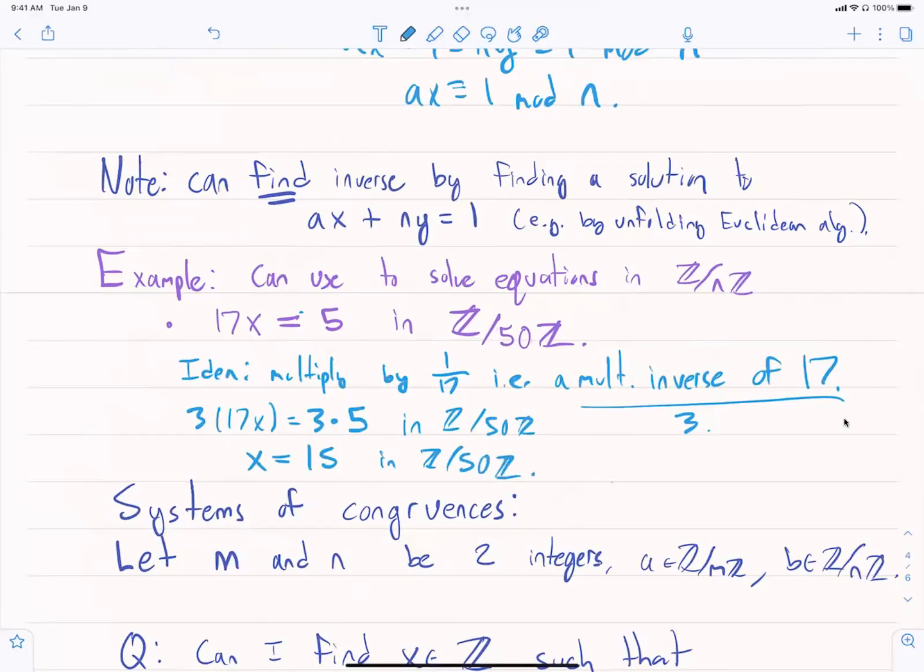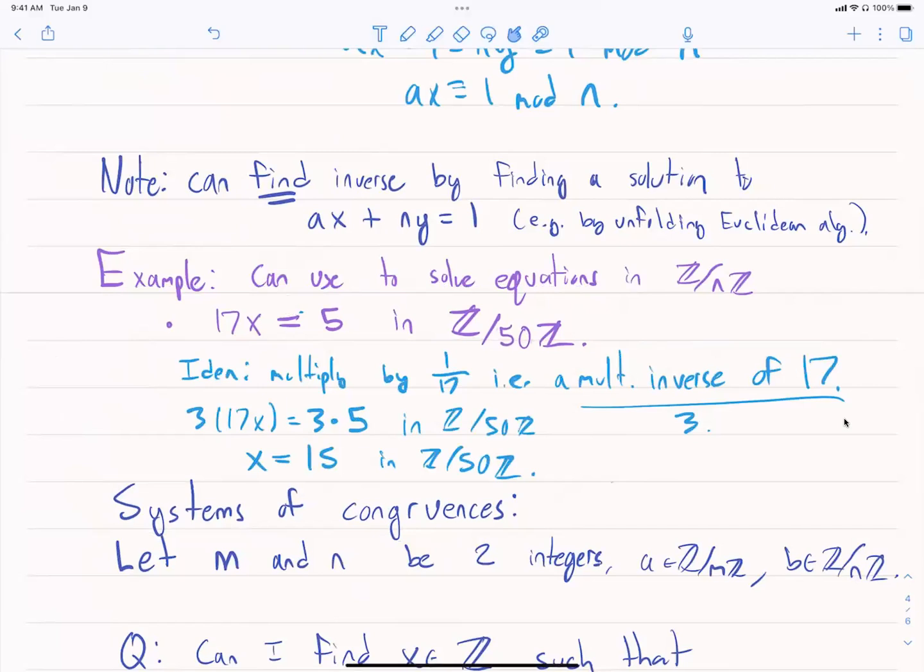Okay, and you can now multiply this out. You get 17 times 15 is 205, which when I subtract off a multiple of 50 to get between 0 and 50, gives me 5. So that really is a solution of this equation. Sorry about that mistake I made.